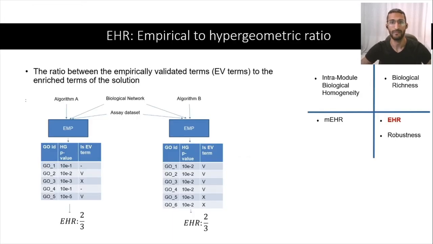First, there is the empirical to hypergeometric ratio criterion, or EHR for short. In this criterion, we measure the fraction of EV terms compared to the total number of significant GO terms in the solution. In this example, the solutions we got from algorithm A and algorithm B have the same EHR levels, even though they have different numbers of enriched GO terms.